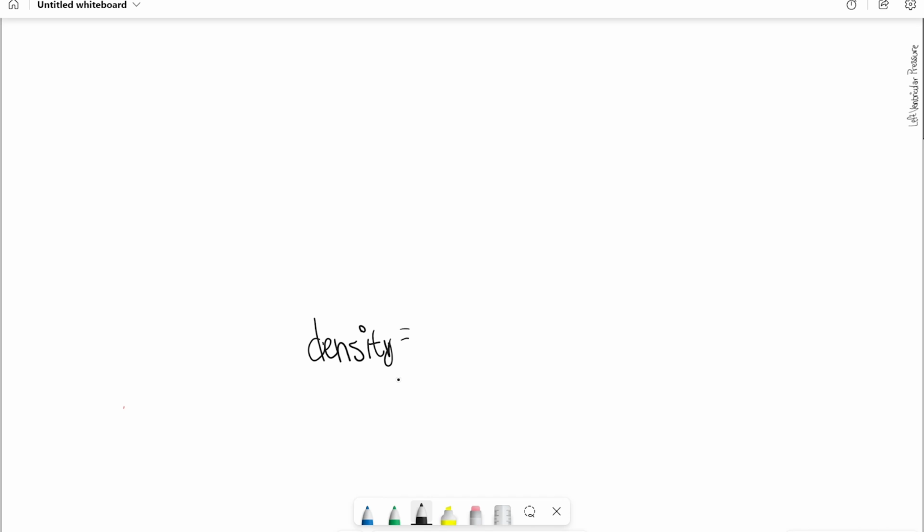Density is the number of molecules, or the amount of stuff, that you have in any given volume. So if we're comparing how much stuff you have in two different containers that have the same volume, they're going to have two different densities.